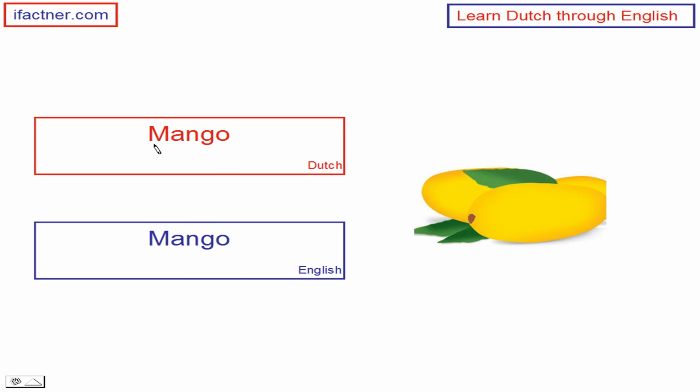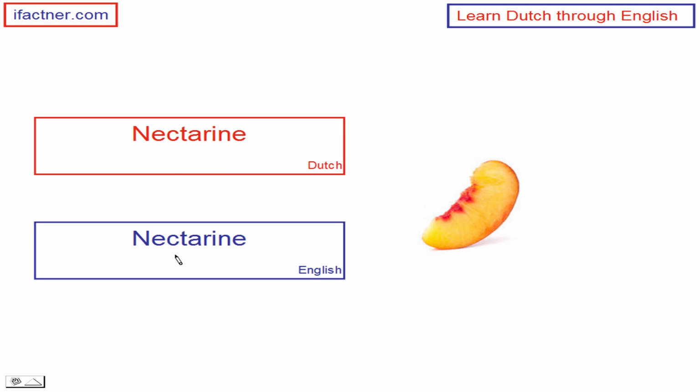Mango is called mango. M-A-N-G-O, mango. Nectarine is called nectarine. N-E-C-T-A-R-I-N-E, nectarine.